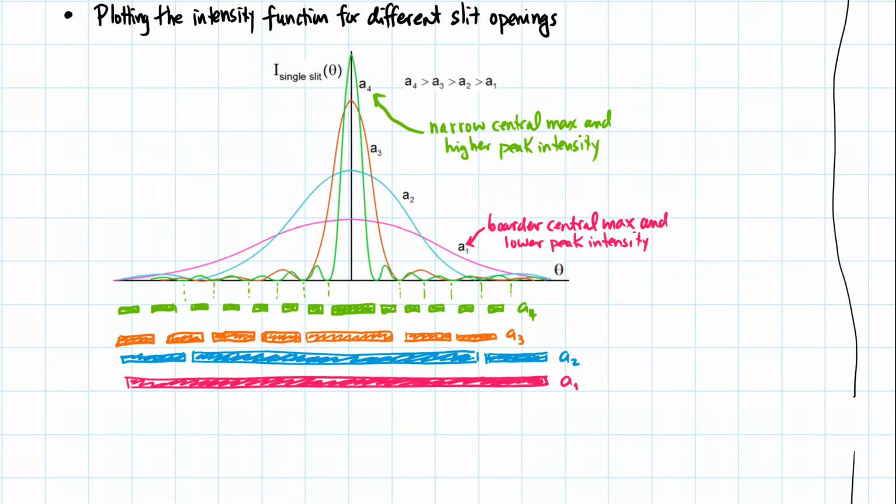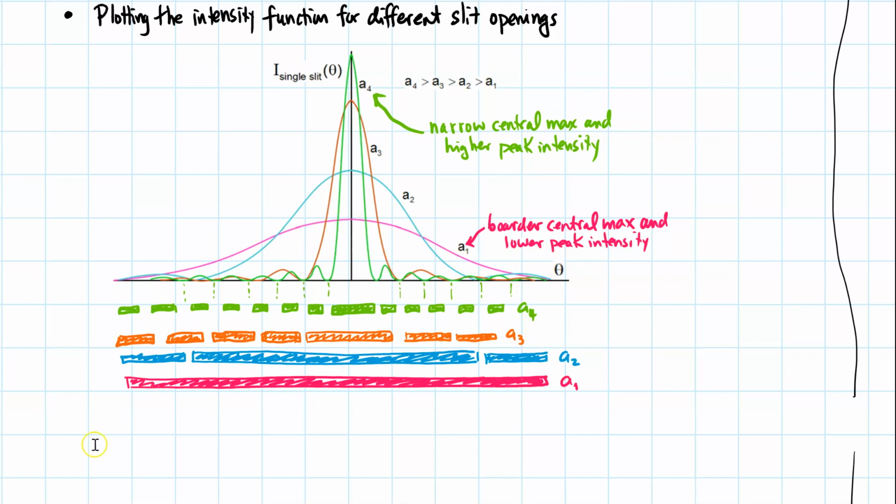If you were to plot the intensity function for different slit openings, this is what you find. I have 4 different slit openings, a4, a3, a2, a1, ranked in this order. So a4, being the biggest opening, is going to have the most intense beam, and it's going to be the most narrow, whereas a1, which is the smallest, will have a very broad central max, and its peak is going to be lower.